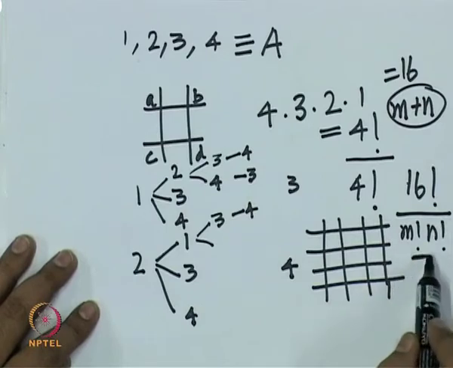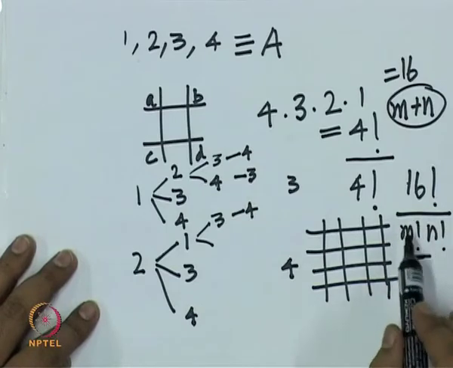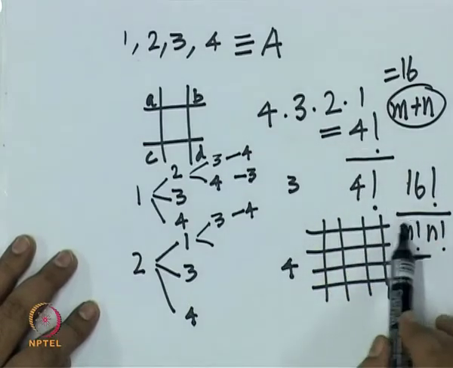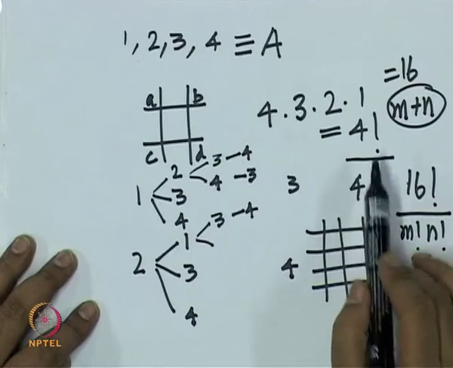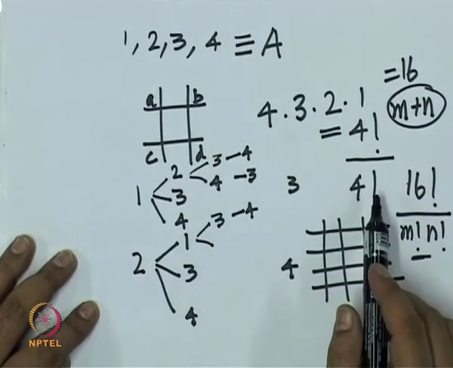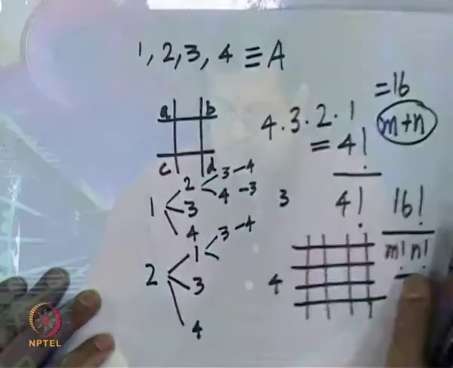So, we will again do a small tutorial to understand where this division by m factorial n factorial comes from, but you can see, for example, if they are all the same, then it will be 16 factorial divided, because there is only one way in which you can arrange. Okay. Now, given this information, we consider the following case.